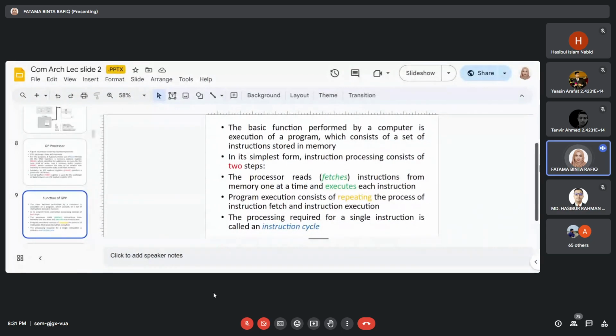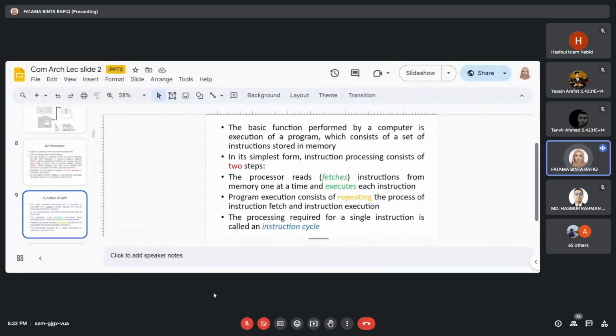The basic function performed by a computer is executing a program, which consists of a set of instructions stored in memory. In the simplest form, instruction processing consists of two steps. One is fetching, another one is execution, and then this total process is repeated again and again.